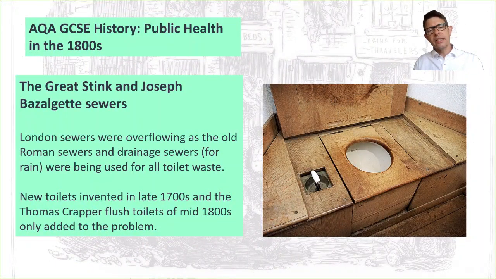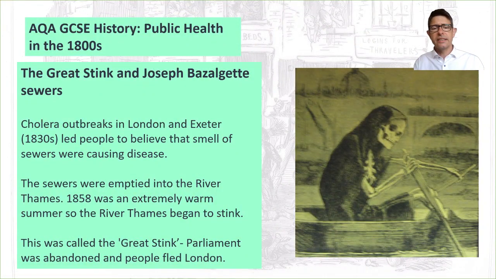Okay, a third thing to consider, as well as Chadwick and Snow, is Bazalgette and the sewers, and then an event interestingly called the Great Stink. So London sewers were overflowing. They were old Roman sewers, and drainage sewers were being used and now being used for toilet waste. And this was made worse by the invention of the toilet or the water closet in the home. Things like Thomas Crapper's flushing toilet. But where did the flushed waste go to? Well, it went into old drains and old sewers that couldn't cope. So this leads eventually to an event called the Great Stink.